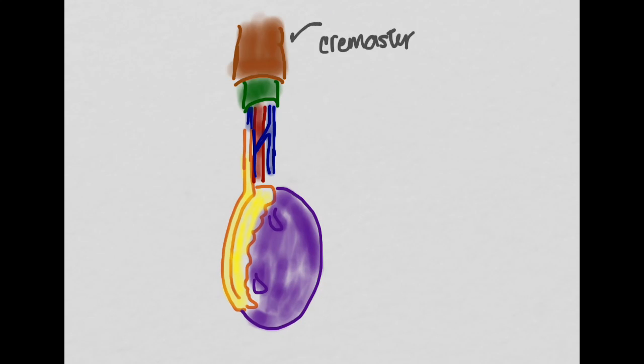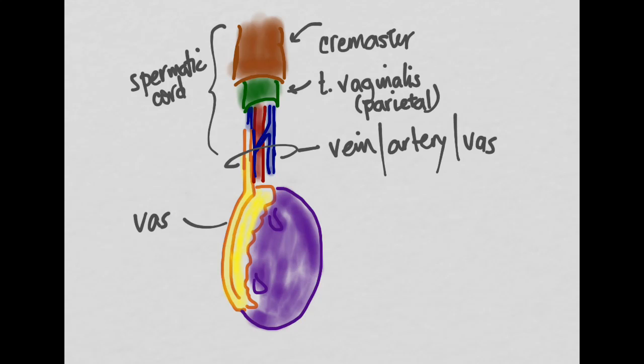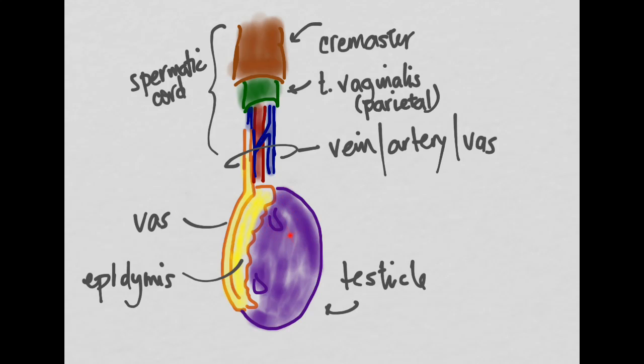You got the cremaster right there, the parietal tunica vaginalis. This whole thing's called the spermatic cord, and it also includes within it a vein, artery, and the vas. Here's the vas on the back connecting to the epididymis. And, of course, the testicle. And these little pedunculated things, these are the testicular appendages. So first let's look at appendiceal torsion.